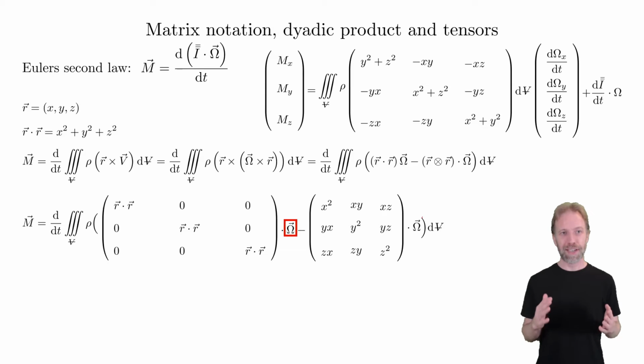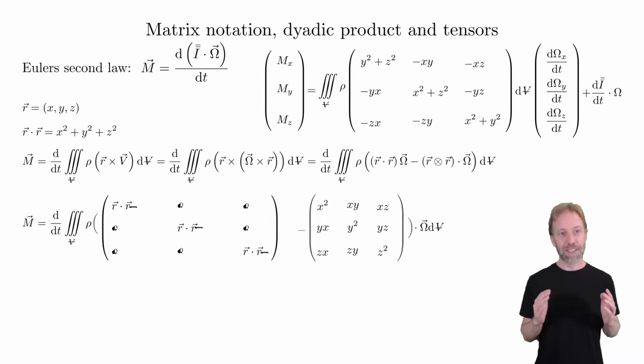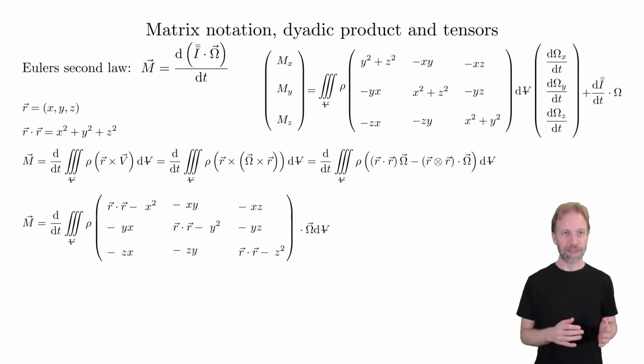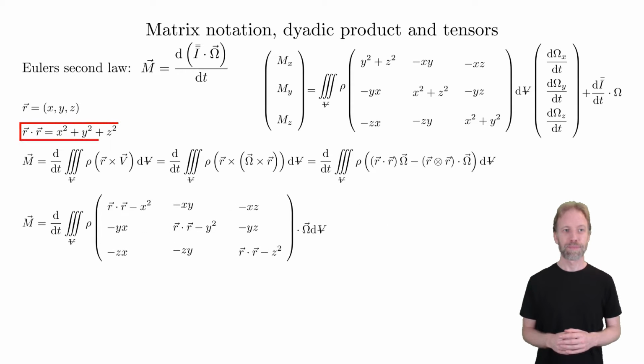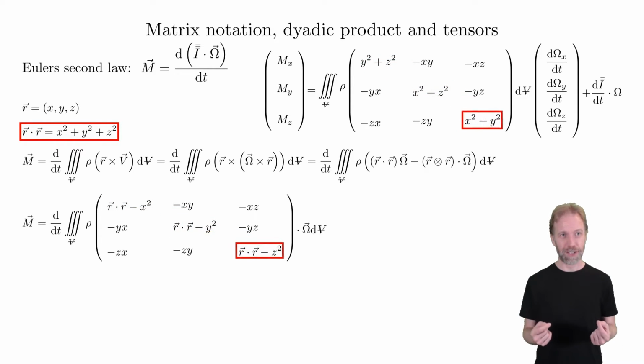As all operations are linear, we can place the dot product with the rotational velocity outside the parentheses. Finally, we need to subtract these two tensors, which simply is done element by element. If we use the expression for r dot r, we see that the Ixx terms are the same for both matrices. The same conclusion can be made for Iyy terms and Izz terms, and we see that we have derived the inertia tensor.